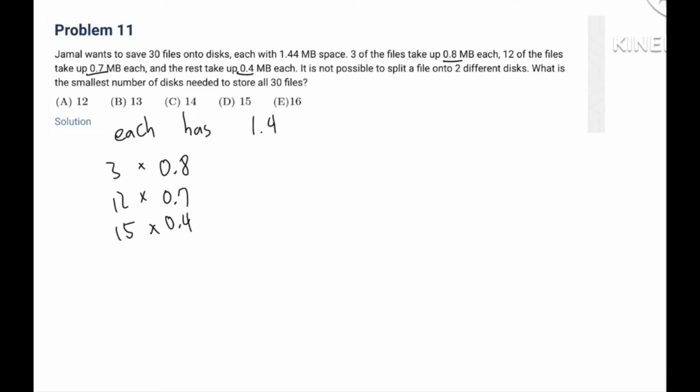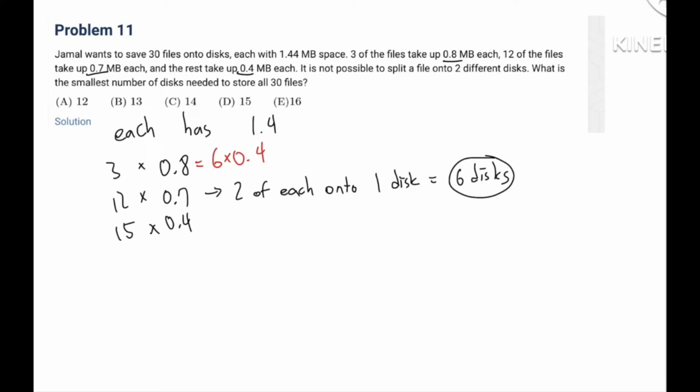So first we can see that 1.4 is twice the area, twice the number of 0.7, so we could neatly put 2 of each onto 1 disk. So this would be 6 disks. So 6 we have here, and then what's left, we have 3 of the 0.8 and 15 of the 0.4. So if we count each 0.8 as 3, then just area wise, this would be 6 times 0.4, right? So it would be like we had 6 plus 15 is 21, so 21 of 0.4s.